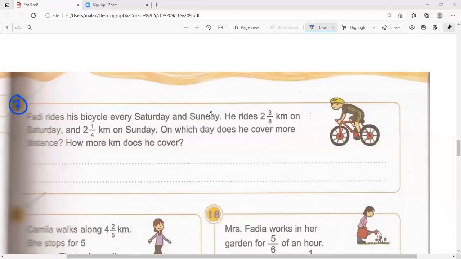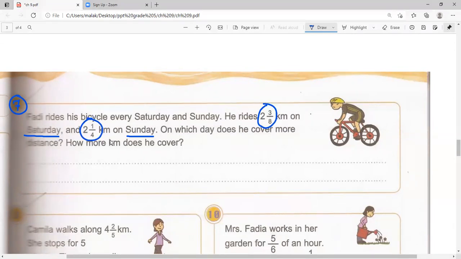So it's like problem 3 and 4. Fadi rides his bicycle every Saturday and Sunday. He rides 2 3/8 kilometers on Saturday and 2 1/4 kilometers on Sunday. On which day does he cover more distance? So you are comparing between two numbers. It's subtraction. But before you find how much more, you have to find first on which day does he cover more, on Sunday or on Saturday? So which one is more, 2 3/8 or 2 1/4?